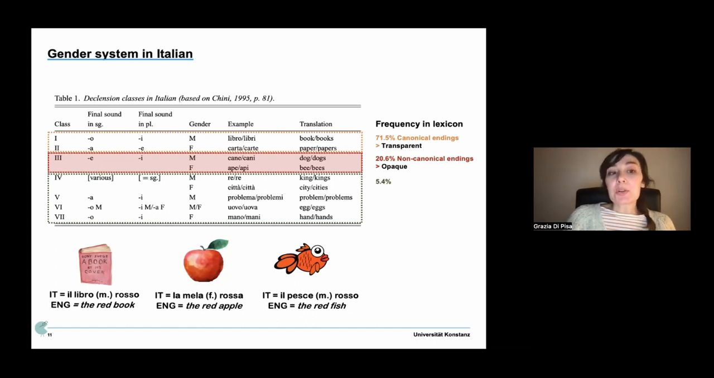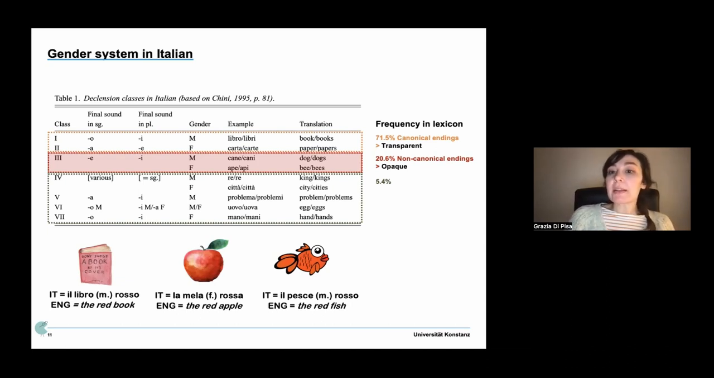language regarding gender. Usually nouns ending in O are masculine, like il libro, and nouns ending in A are usually feminine, la mela. These are called canonical endings, so the O and the A are the canonical endings. Then we have the non-canonical endings, like the nouns ending in E. These nouns are considered opaque, meaning that they are gender ambiguous, because from the noun form you cannot retrieve the gender. If you look at the example, the noun pesce in isolation, you cannot say if it is masculine or feminine. However, if you see it with the article, then you can see that it is masculine, and the adjective is also agreeing with the masculine. So, il pesce rosso, the red fish.